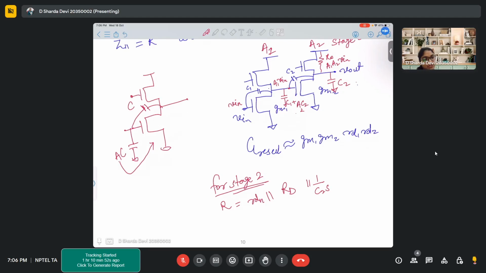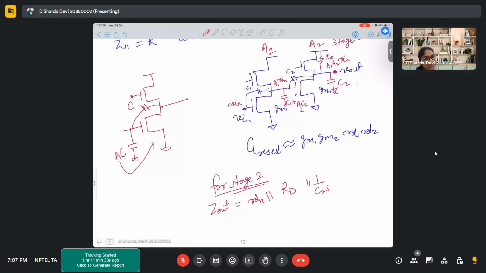And what else will come? Plus C12S also will come, no, ma'am? 1 upon C1, C2S plus C12S, because that part also will get. So what are we finding at the end? Aren't we finding only Z out? Yes, ma'am. So Z out is at a particular node we are seeing, right? So at this particular node, this RD will come, 1 by GDN will come, this capacitor C2 will come.